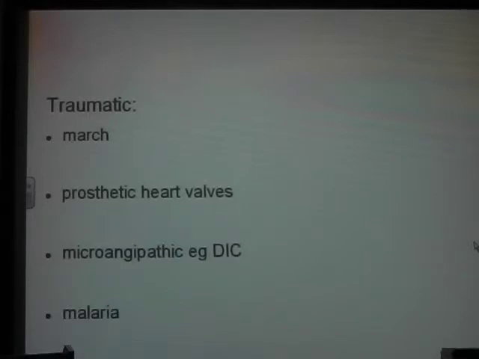Okay. So traumatic causes, March haemolytic anemia. Does anyone know who might get that? Have you heard of it before? People that march, so soldiers that trek through the desert, marathon runners, where the impact just pounds your red blood cells. Prosthetic heart valves that aren't working very well can mash up your red blood cells. Microangiopathic picture, so when you get fibrin strands plugging up your blood vessels, such as in DIC, and we'll have a look at DIC again, they just shred your red blood cells. And malaria can obviously destroy your red blood cells.